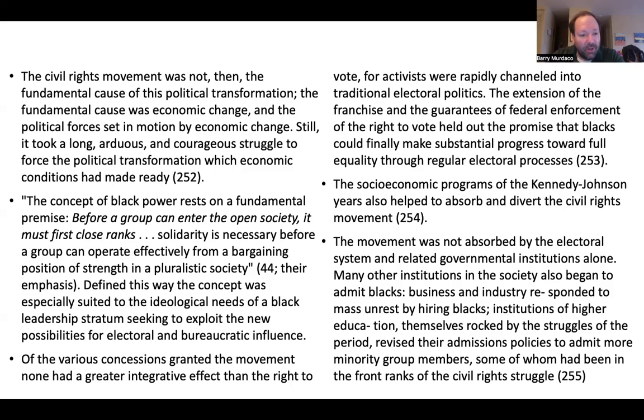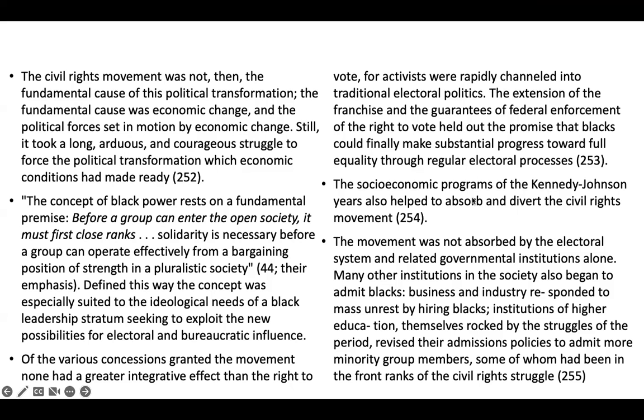As it says here, "defined this way, the concept was especially suited to the ideological needs of a Black leadership stratum seeking to exploit the new possibilities for electoral and bureaucratic influence. The various concessions granted the movement, none had a greater integrative effect than the right to vote. For activists were rapidly channeled into traditional electoral politics." So again, the success of the movement also undermined the movement at the same time.